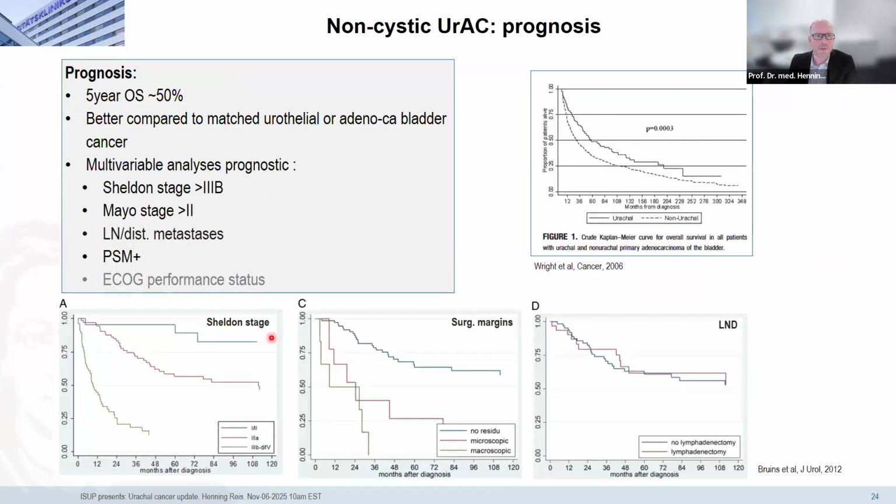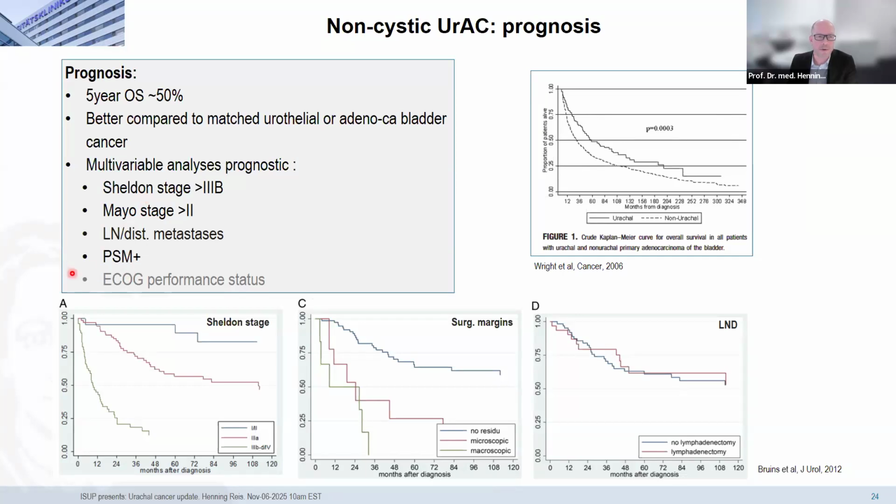Prognosis is adverse, so the median prognosis of all stages is around 50%. It's better compared to matched urothelium and also adenocarcinoma of the bladder. And in multivariable analysis throughout the literature, higher stage, Sheldon stage more than 3B or Mayo stage 2, is prognostic. Also, the presence of lymph node metastases and positive surgical margins.